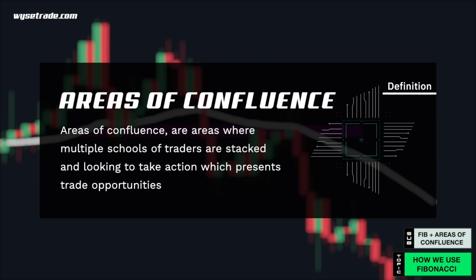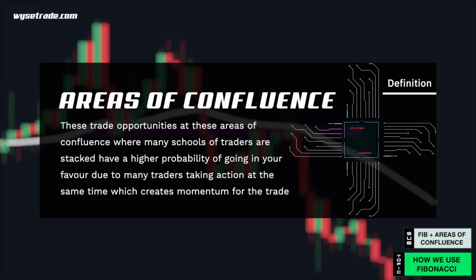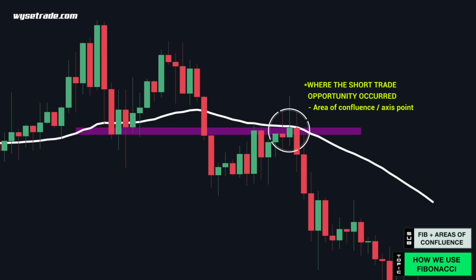So first, areas of confluence are areas where multiple schools of traders are stacked and looking to take action, which presents trade opportunities. These trade opportunities at these areas of confluence, where many schools of traders are stacked, have a higher probability of going in your favor due to many traders taking action at the same time, which creates momentum for the trade.